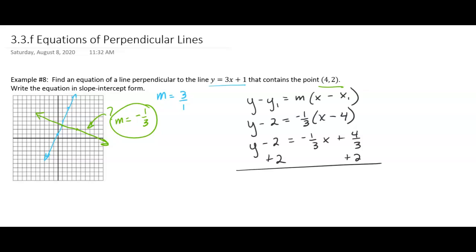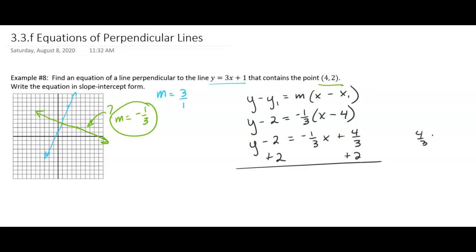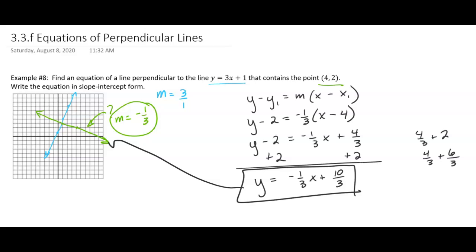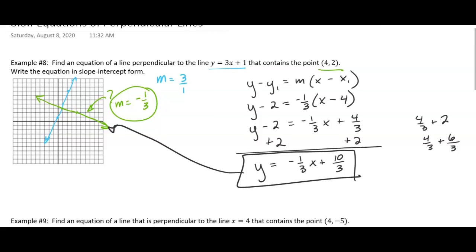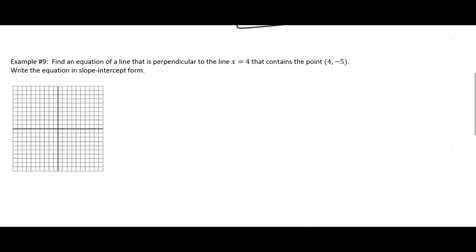Now that 2 is going to be equal to 6/3. So over here somewhere I'm doing my fraction work. 4/3 plus 6/3. Okay. So I'm going to get y equals negative 1/3 x plus 10/3. And then that would be the equation of that green line there. Okay, so some algebra and some fraction work there. Let's see. Yeah, I think that all looks good. All right, let's look at another example.